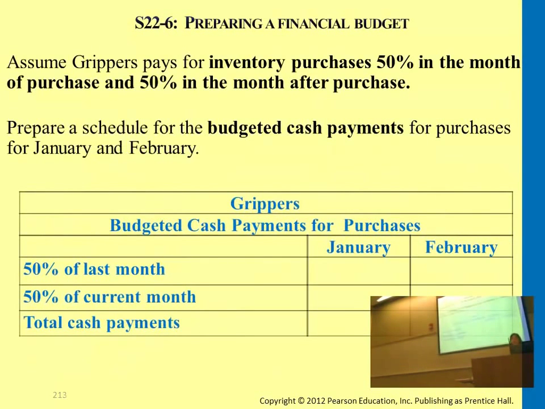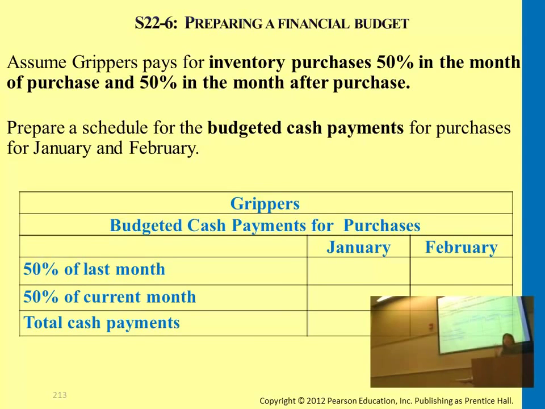Okay, next table here, budgeted cash payments for purchases. You need to refer to the previous cost of goods sold, inventory purchases table that you did on the previous page. It tells you that we're paying half of what we purchased this month, and half of what we purchased from the previous month.